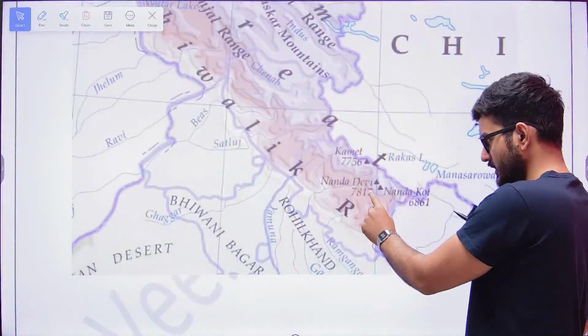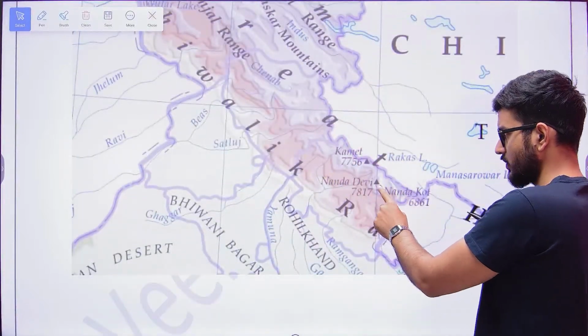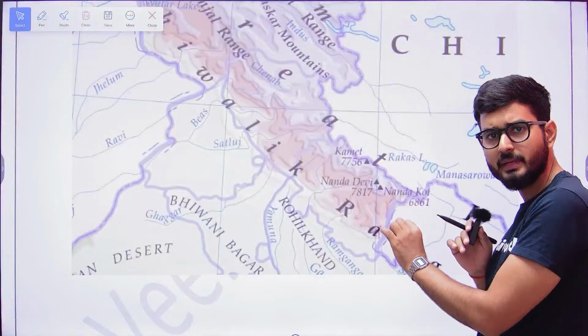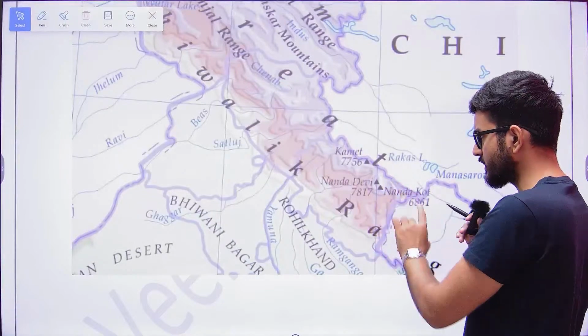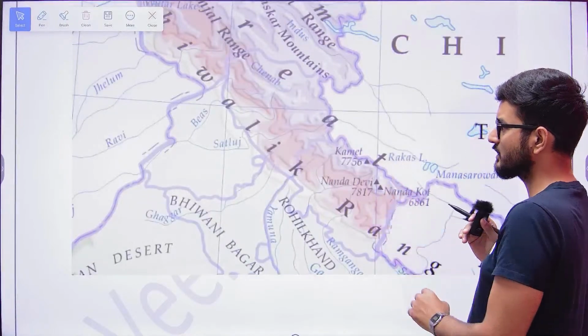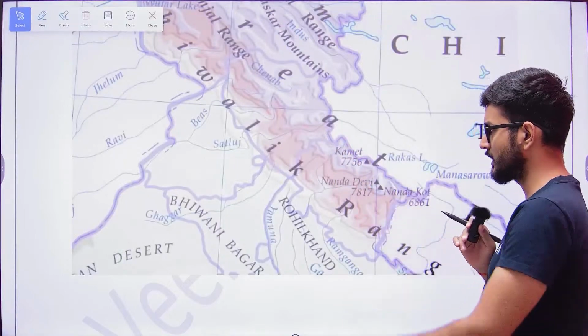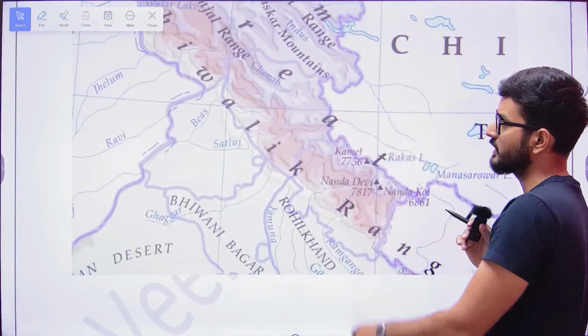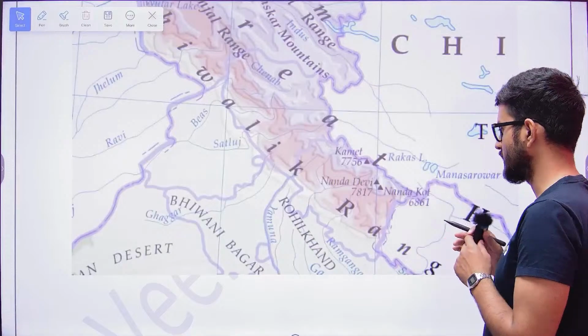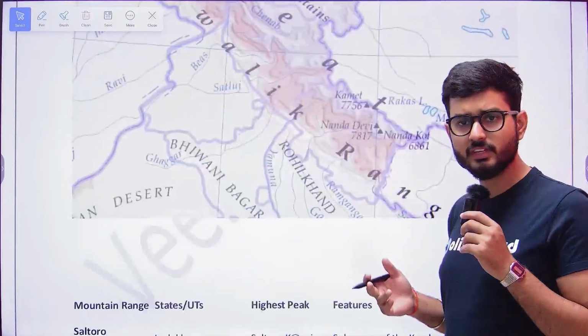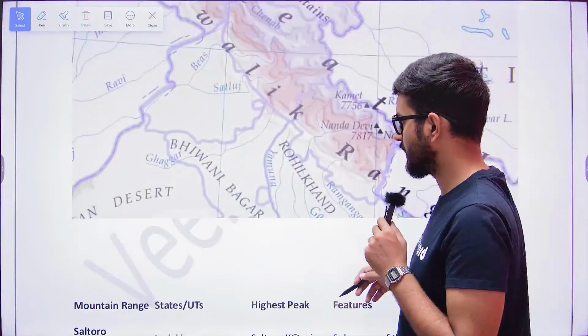Here what you see is these particular areas. They are going to be the peaks. For example, there is the Nanda Devi peak. Where is the Nanda Devi peak? The Nanda Devi peak is going to be in the lesser Himalayas. Kamet peak is going to be there in the greater Himalayas. Similarly, when we talk about Mount Everest, it is going to be in the greater Himalayas.